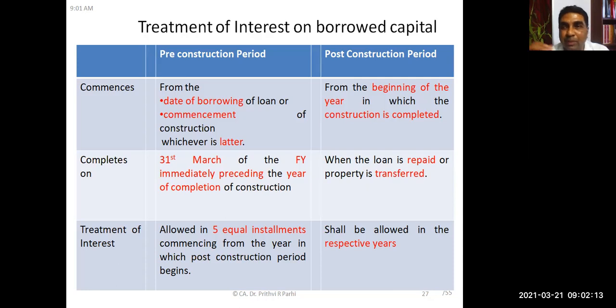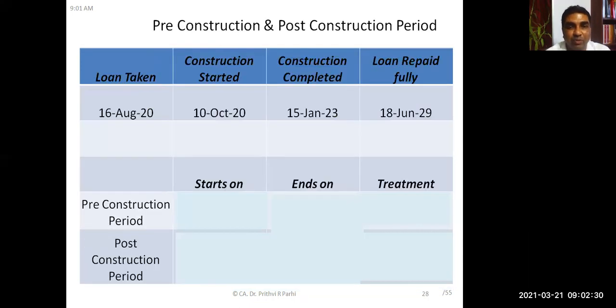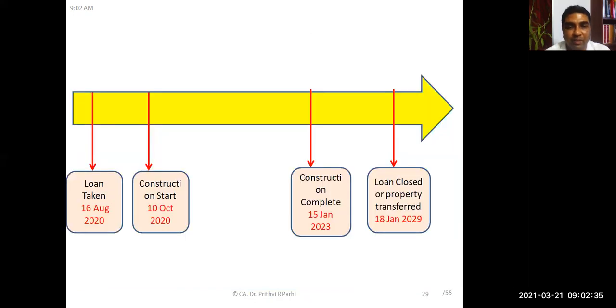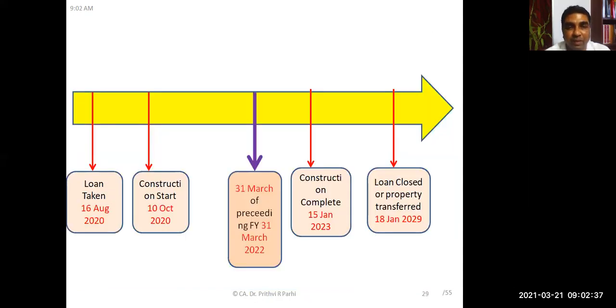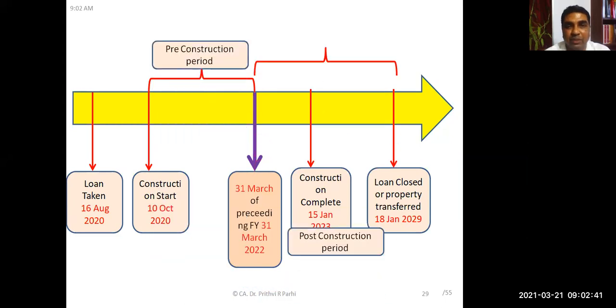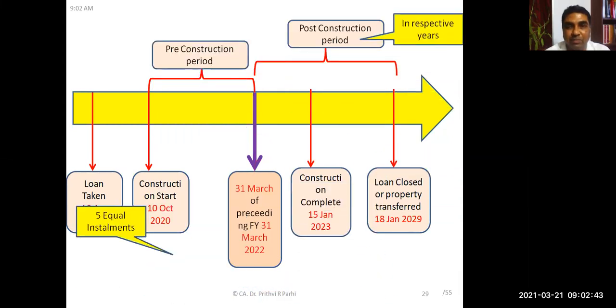But pre-construction period, how will it be allowed? Who can tell me? Pre-construction period interest. In 5 equal installments commencing from the year in which post-construction period begins. Right. So we have tried some questions also to segregate. Okay. This also we have discussed, what is pre-construction period, what is post-construction period. This concept we have discussed in our previous class.